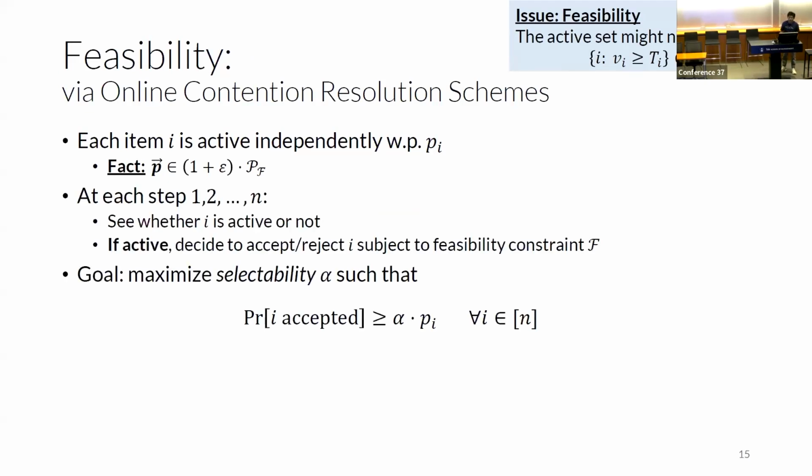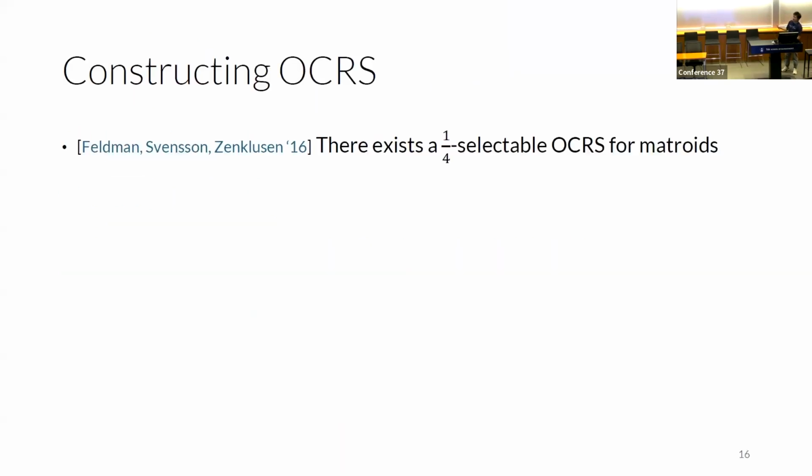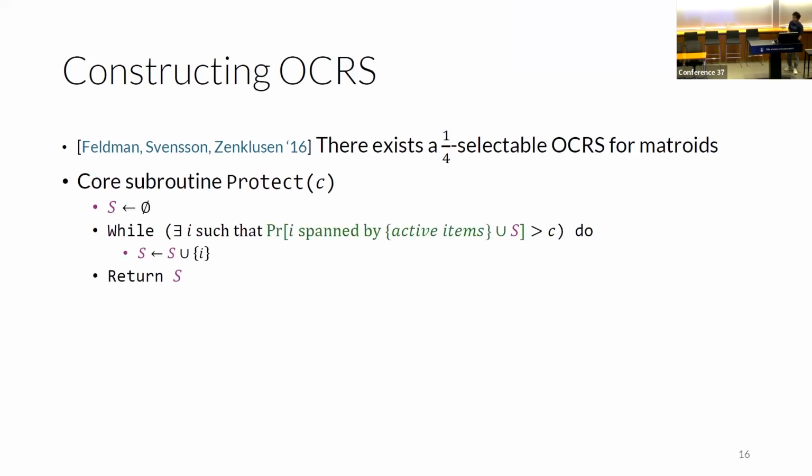Then, if we were in the full information setting, we can use online contention resolution schemes to convert the active set to a feasible set by losing a factor of 4, since we know that there exists a 1/4-selectable OCRS for matroids. So the only thing left for us is to make this OCRS work in the sample-based setting. And that turns out to be a very non-trivial task.